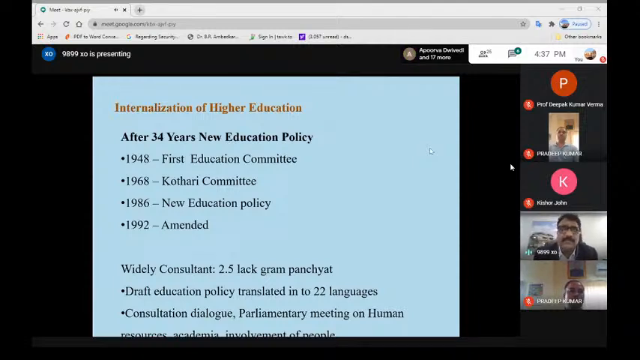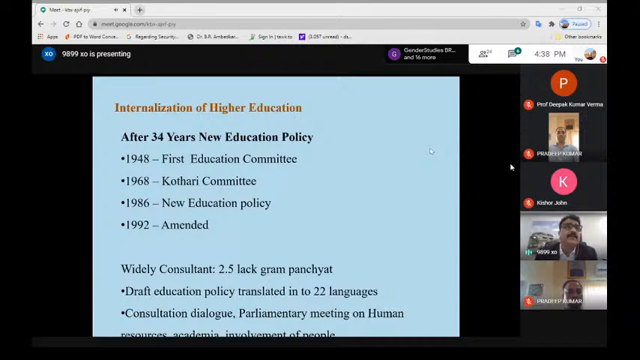My next counterpart will talk about challenges and issues in higher education policy. But there are these two: challenges as well as opportunities in the new education policy. Everyone is talking about this policy coming after 34 years. This new education policy is rightly pointed out by the government of India, and that is the case.